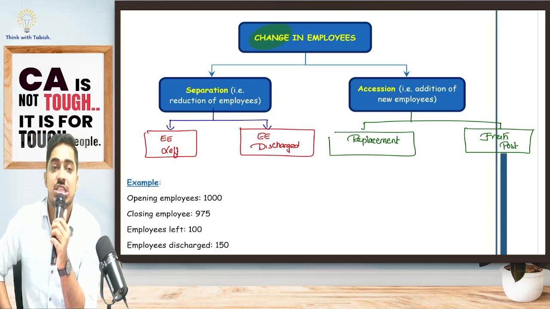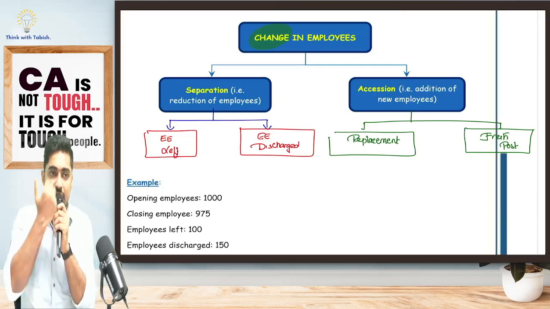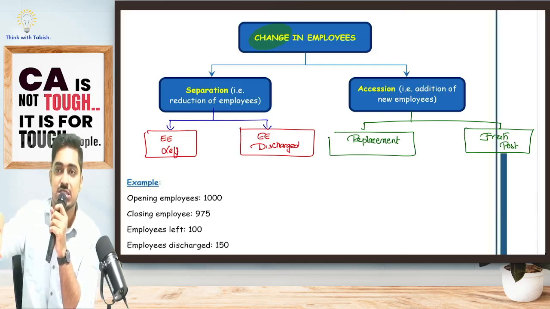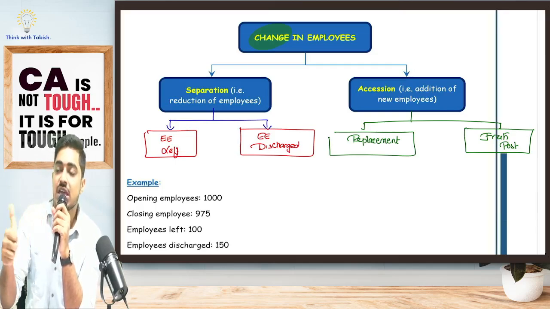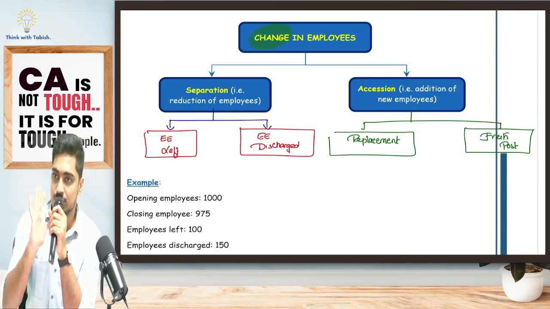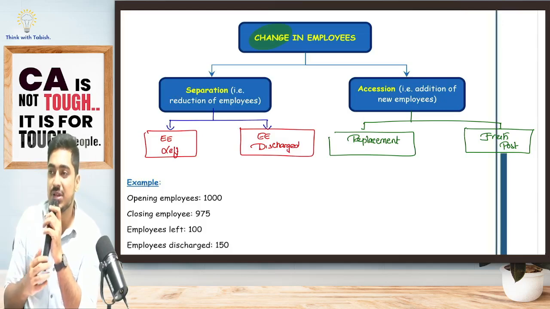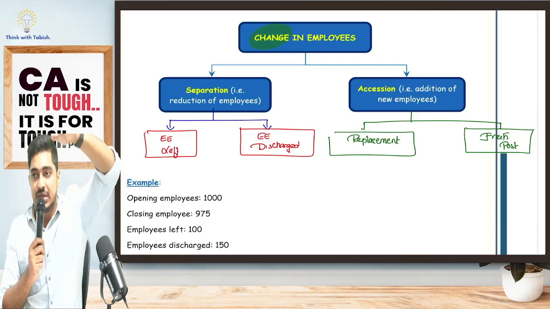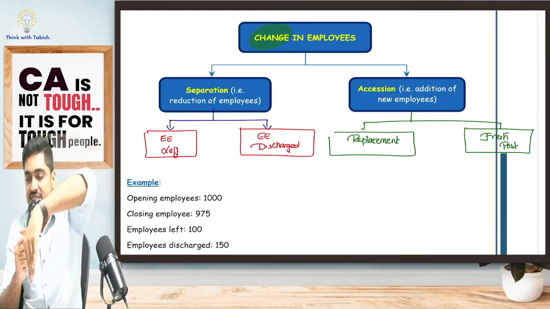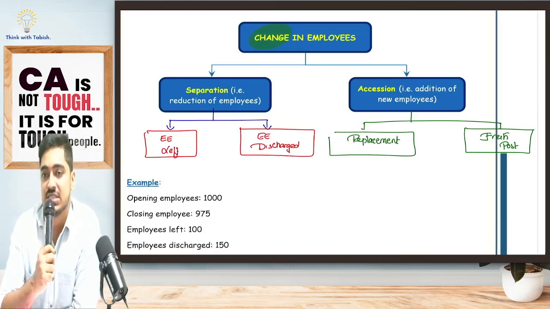When I'm telling change in employees, what all can be there? Either separation or accession. Separation, again, two reasons: employee left, employee discharged. Accession, again, two reasons: employee replaced, employee for fresh. Is this clear? Next, we discuss some basic formulas. Average is opening plus closing divided by 2. Closing number of employees, if I want, it is opening minus left minus discharge plus replace plus fresh post. Separation is left plus discharge. Accession is replacement plus fresh post.